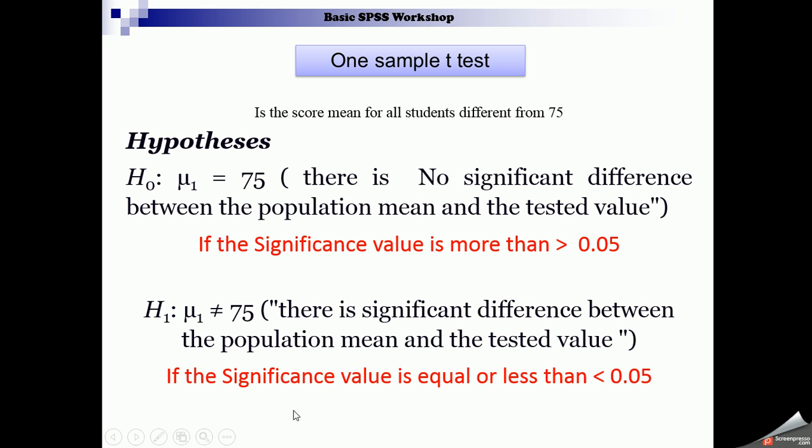We can write this down. If the significance value is equal to or less than 0.05, less than 5%, then we accept the alternative hypothesis.